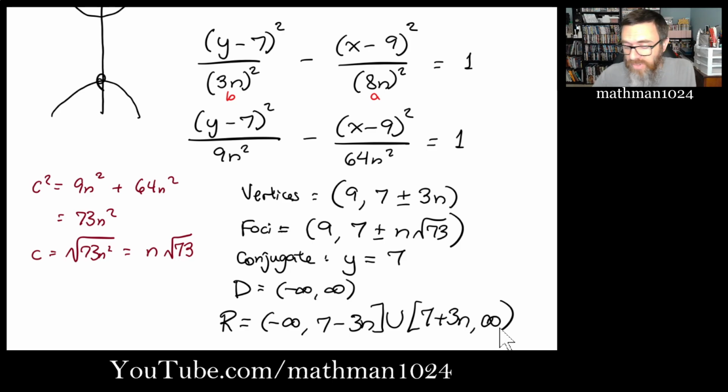So yeah, there are an infinite number of possibilities here. And all I needed to do was be given one more piece of information, whether it was a focus, a vertex, or a point on the graph, and we would have had everything. So it's kind of fun to just imagine the possibilities, right?